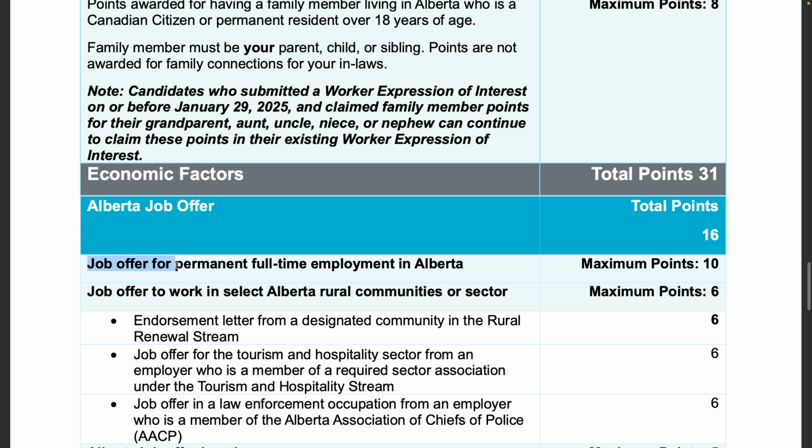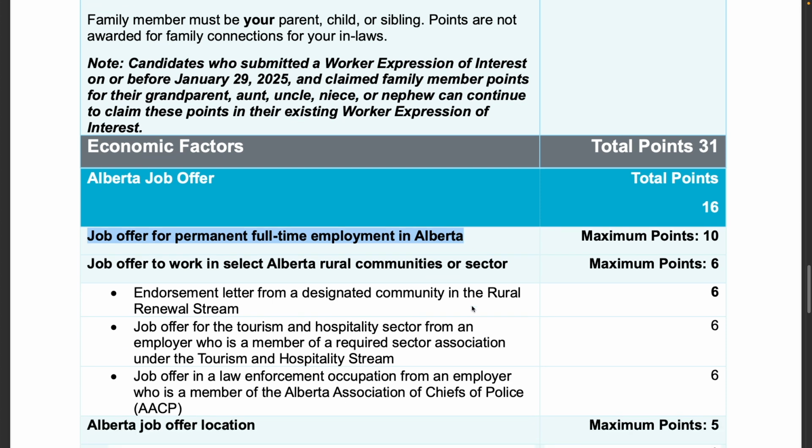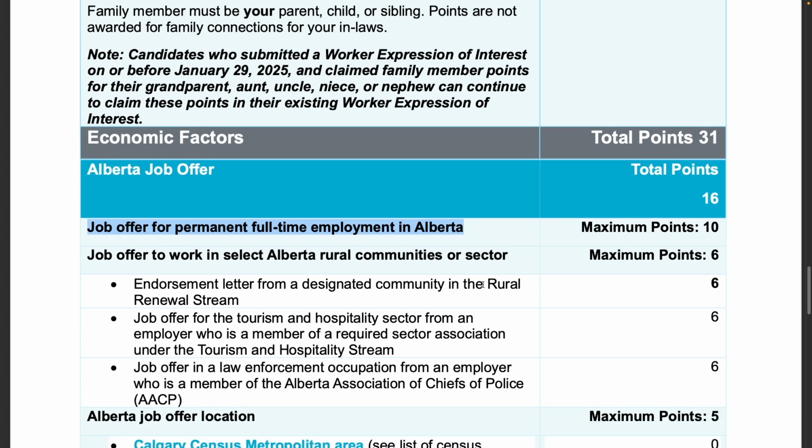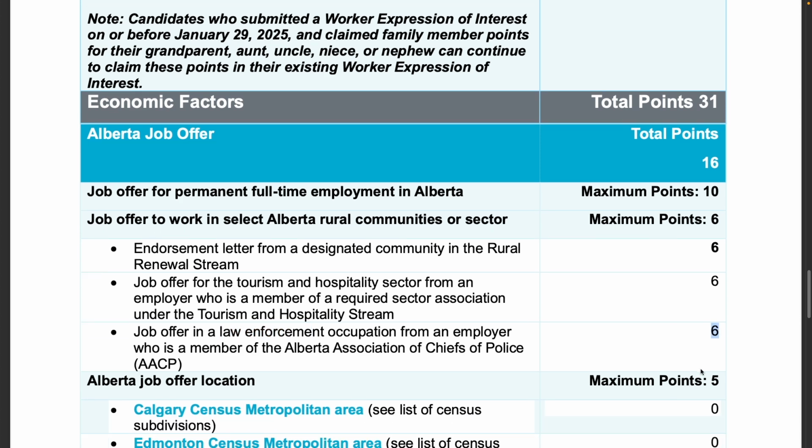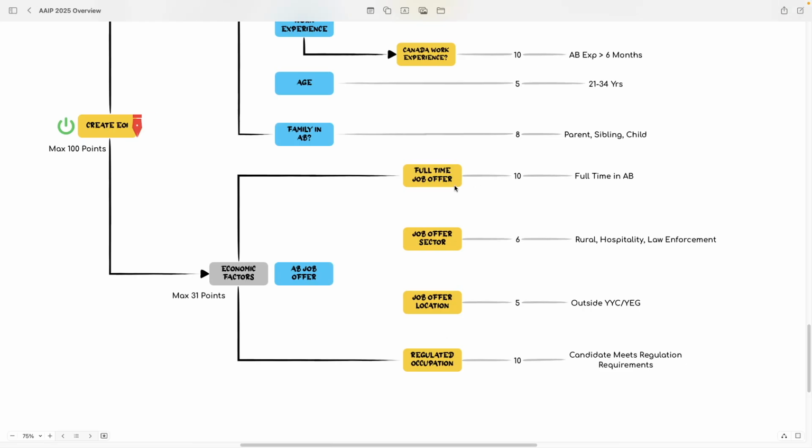So if you have a job offer to work in Alberta, you get 10 points. As simple as that. Plus, if your job offer is in a rural renewal stream, or for tourism and hospitality, or for law enforcement, you get 6 more points. Okay, so that's the job offer. That's the job offer sector.